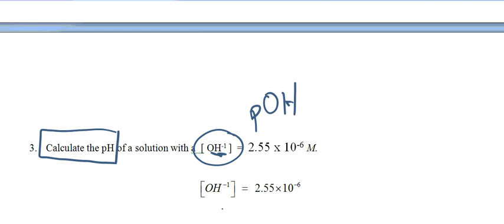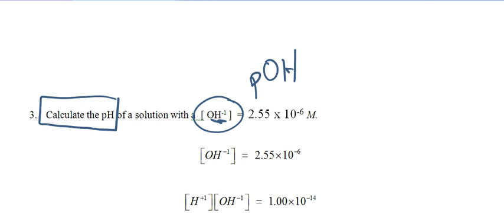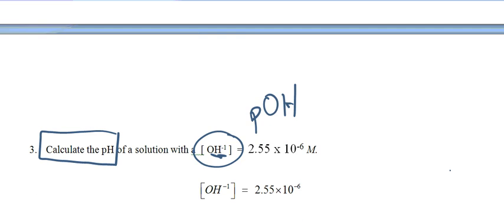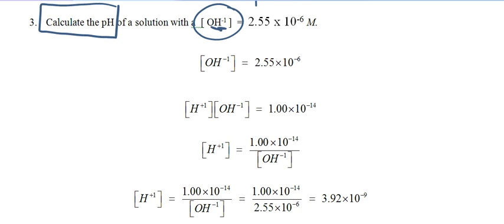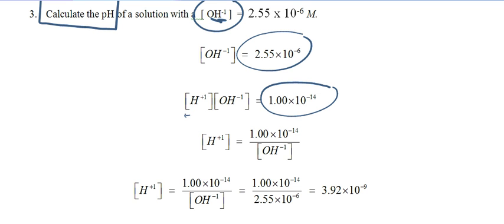So we know that the hydroxide is 2.55 times 10 to the negative 6. This is one way you can do this. We can actually find out what our hydrogen concentration is by doing what we did up here. Very similar. So we can calculate our hydrogen concentration, since I know my constant and I have a concentration, and again, these brackets mean concentration or molarity. So I can calculate my hydrogen based on that. So here's my hydrogen concentration.